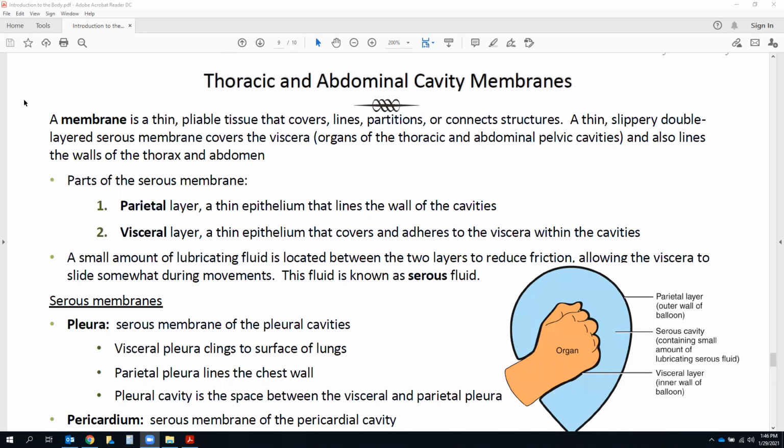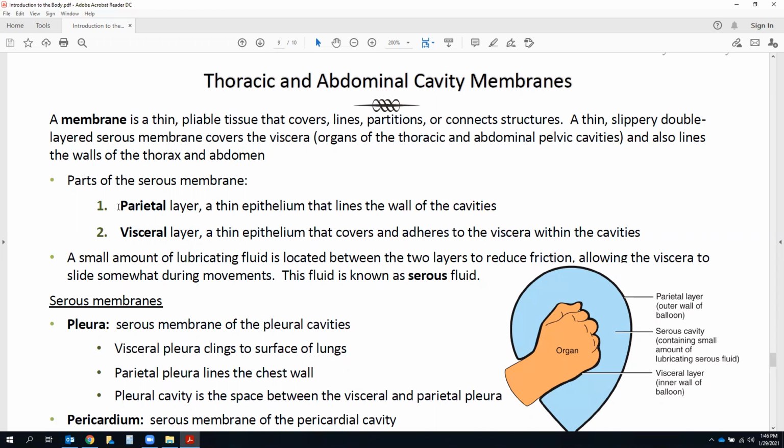Reading through, a membrane is a thin, pliable tissue that covers, lines, partitions, or connects structures. A thin, slippery, double layered serous membrane covers the viscera, which we learned on that previous slide. Viscera just refers to the organs of those thoracic abdominal pelvic cavities, and also lines the walls of the thorax and abdomen. So there's a double membrane, two layers, one of which covers the organs, and one lines the wall of the thorax, so the inside of the chest and inside the abdomen. The two layers are a parietal layer and a visceral layer.